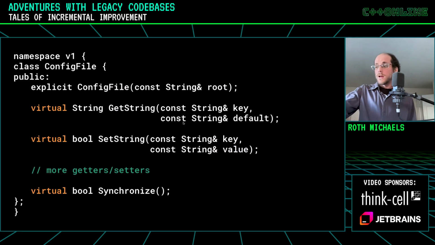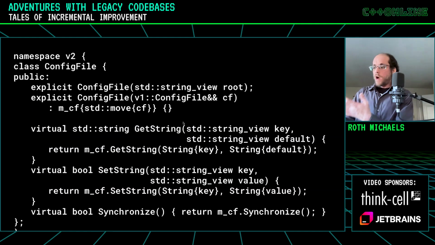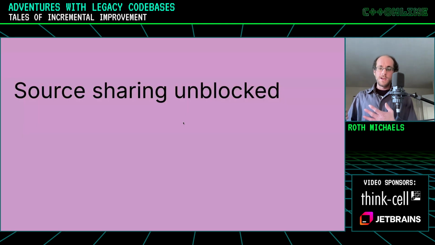If you notice, this config file class has all virtual methods because we mock it in some places for tests. So for the wrapper that we write, we could just write some unit tests to make sure that we're correctly calling the internal mock version. And the source code sharing is unblocked.